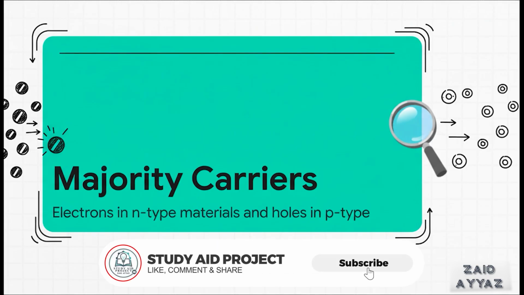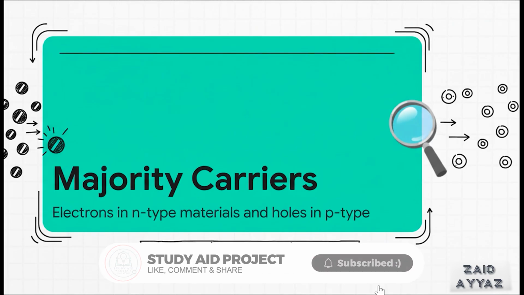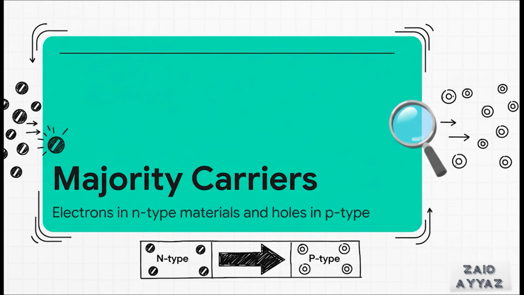So what is all this traffic flowing through our diode? Well, the main players, the ones doing most of the work, are what we call majority carriers. In that n-type material, the traffic is a flow of electrons. In the p-type material, it's a flow of those holes we mentioned. These are the cars driving down our one-way street.